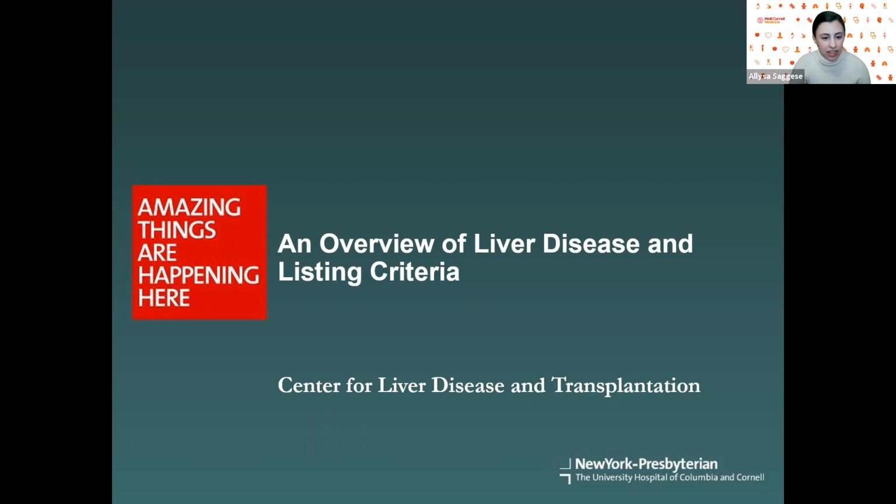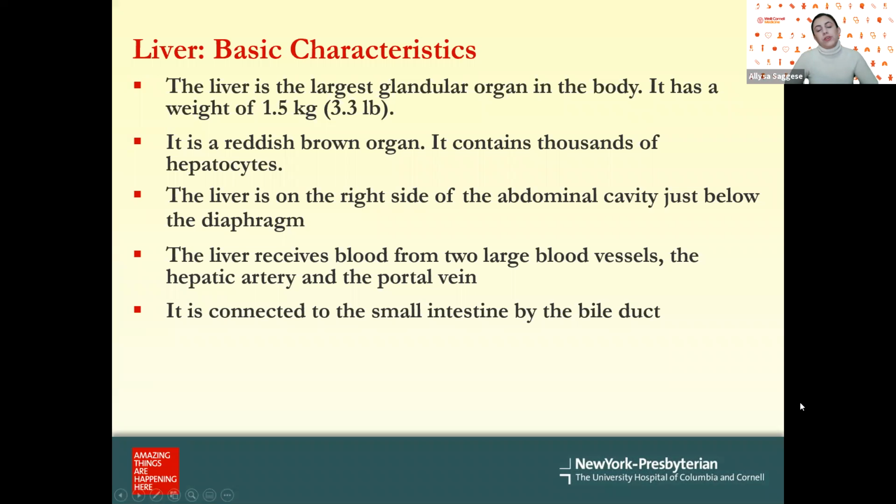All right. So an overview of liver disease and listing criteria. It's just some liver basics. It's the largest glandular organ in the body. And glandular means that it produces things like hormones and cholesterol. It is a reddish brown organ. Hepatocyte is the basic cellular structure of the liver. That's what that word is. It's on the right side, just under your diaphragm, just tucked up under your ribs. So we only have one and it's on the right side.